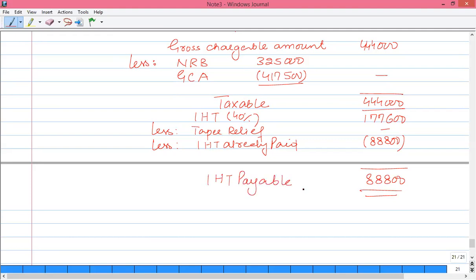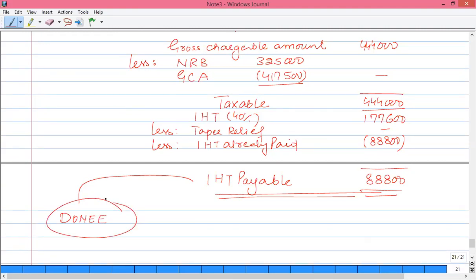On the second gift, the liability is 88,800, and this has to be paid by the person or the trust that has received the gift. The donee is responsible for the payment of tax.